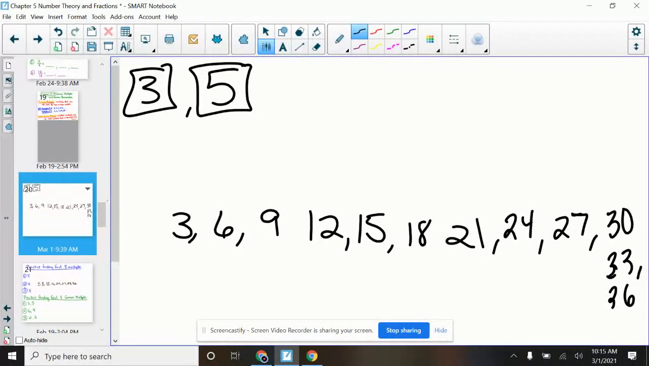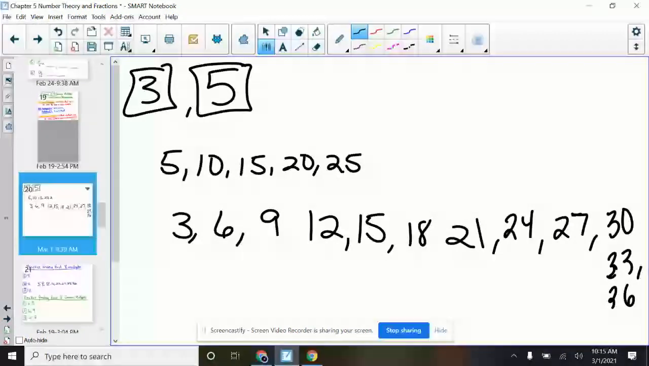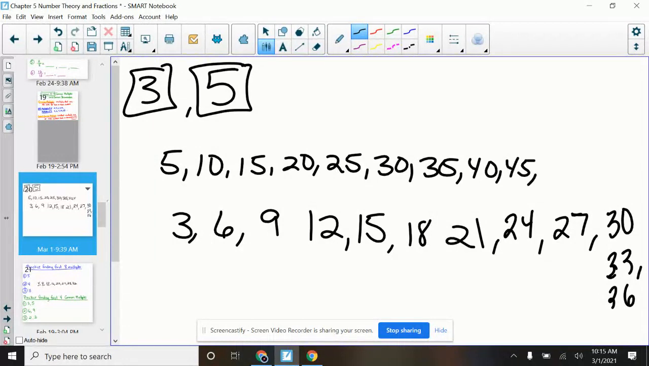Okay, so there's 3's factors. Sophia, give me 5's multiples. Go. 5, 10, 15, 20, 25, 30. No, I can't write that fast. 30, 35, 40, 45, 50, 55, and 60. That's how high you go. All right, and she knew she could stop there because she was searching for the first 4, right?